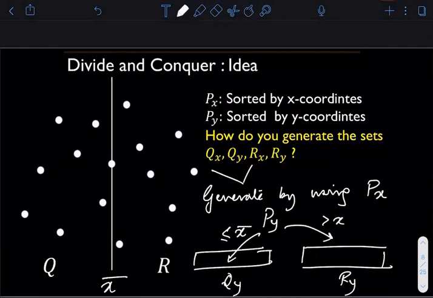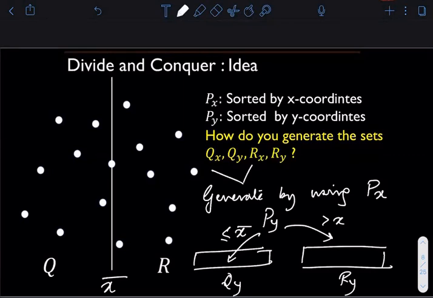Okay. Good. So there was a question, why do we need Qy and Ry? The point is, we will see when we do the combining step. That's a good question, because so far we are just talking about a high level algorithm. The reason I wanted to generate all of Qx, Qy, Rx, and Ry is because the top level call will be on Px and Py. So if we want to call a recursion, then I also need similar sets for the recursive subproblems. How we will use them, of course, needs to be seen, and that's essentially the combining step.